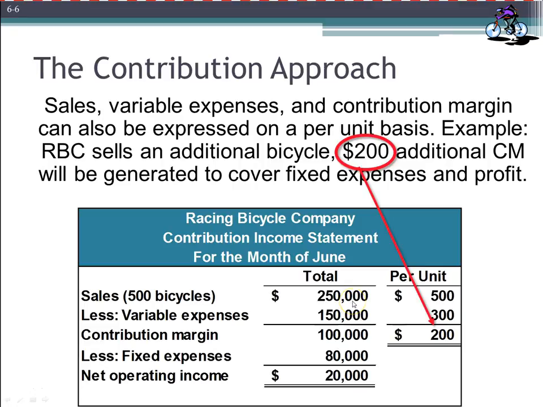Because by selling one more bike, our sales revenue will go up $500, our variable expenses will go up another $300, and our contribution margin, which is in essence a subtotal, remember, will go up by $200. And our profit, or our net operating income, will also go up by $200.